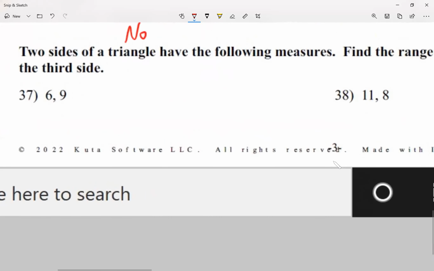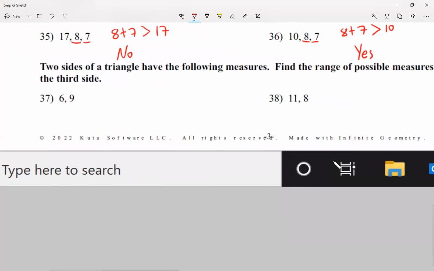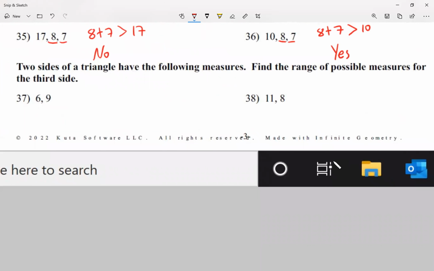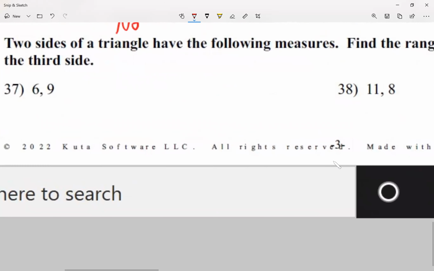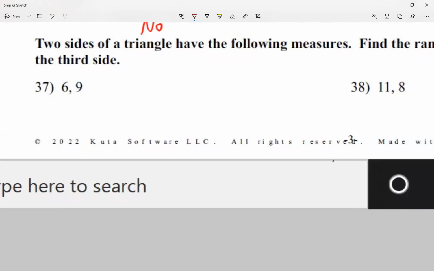Now for the range, two sides of a triangle have the following measures. Find the range of possible measures for the third side. Okay, so the third side, I'm going to call it X. It's in between two numbers. Look, I'm using the less than sign. So X is in between two numbers. I'm going to say in this case, it's in between 3 and 15.